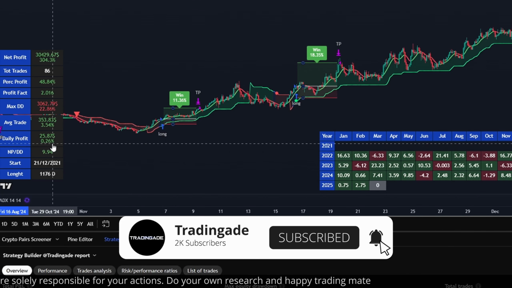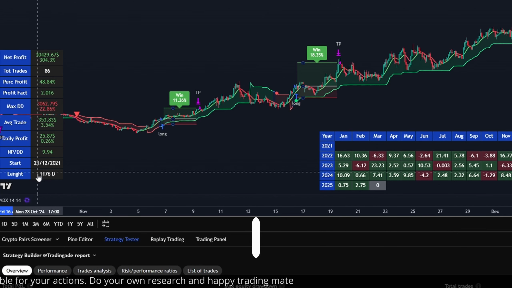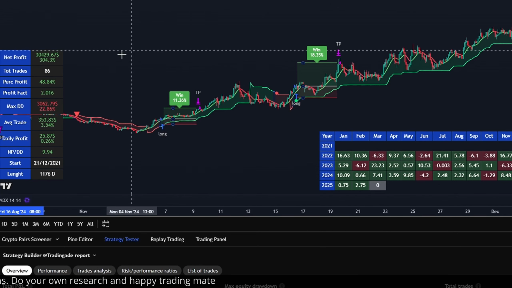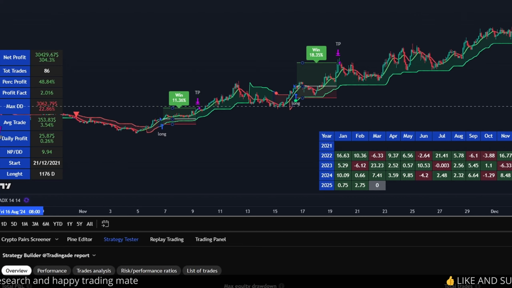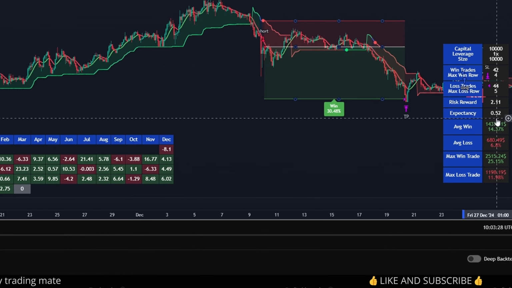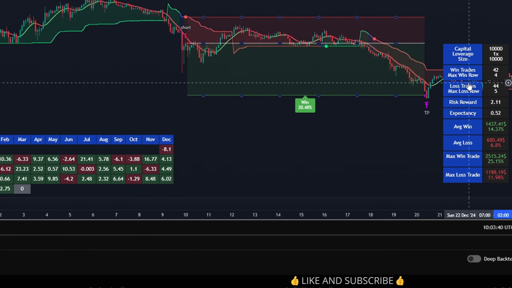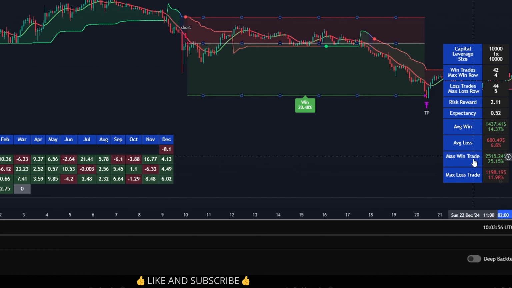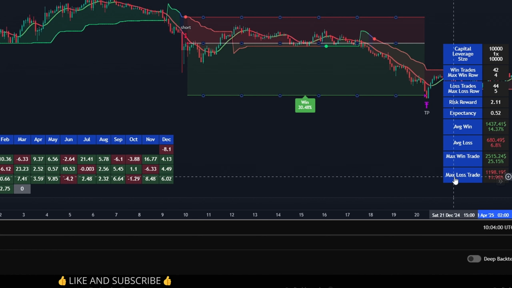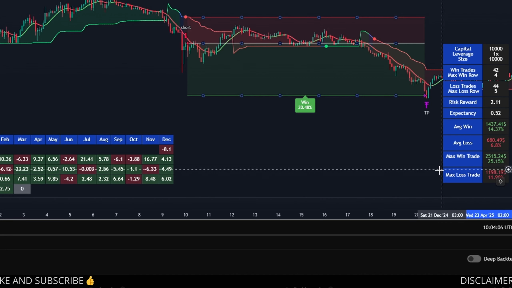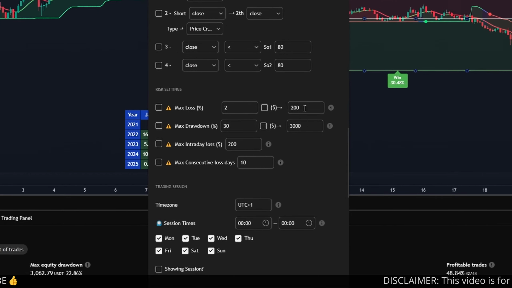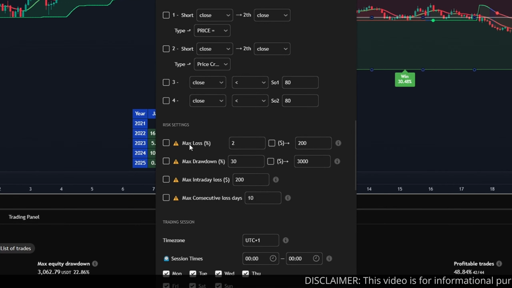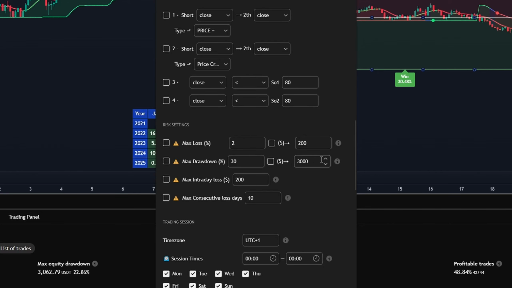Daily profit 0.26, which isn't so high because we are backtesting a lot of days and we don't have such a great number of trades. Expectancy 0.52, another amazing value, while the max win row is 4 and the max loss row is 5, so it's a balanced ratio. Max win trade 25%, max loss trade 12%. As always, we can lower this value by going in the risk settings of the strategy builder and set max loss based on percentage or currency.